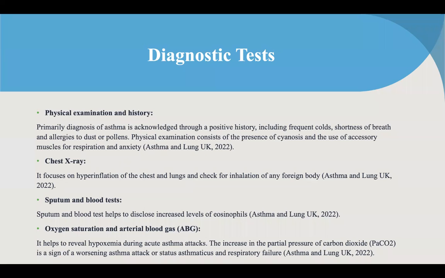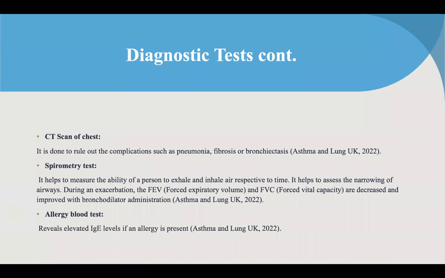Oxygen saturation and arterial blood gases help to reveal hypoxemia during acute asthma attacks. The increase in the partial pressure of carbon dioxide is a sign of a worsening asthma attack or status asthmaticus and respiratory failure. The CT scan of the chest is done to rule out complications such as pneumonia, fibrosis, or bronchitis. Spirometry is done to measure the ability of a person to exhale and inhale air with respect to time. It helps to assess the narrowing of the airways. The allergy blood test is done to reveal if an allergy is present. Elevated IgE antibodies tell that an allergy is present.